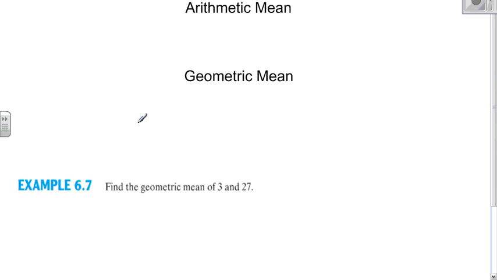Proportions lead us to one more concept, which is the geometric mean. Before we talk about that, let's refresh and remember what the arithmetic mean is. You normally just learn it as the mean, which is the average. So the arithmetic mean between two numbers, you add the two numbers and divide by 2.